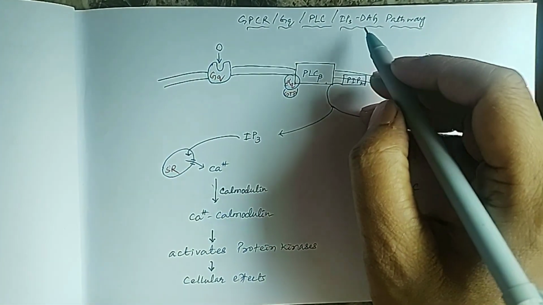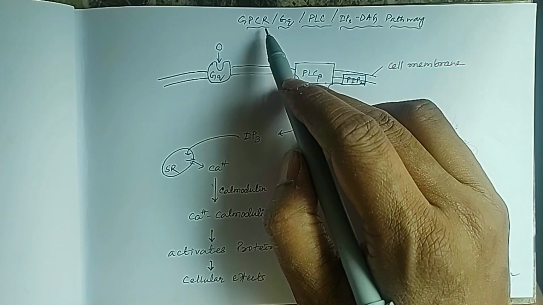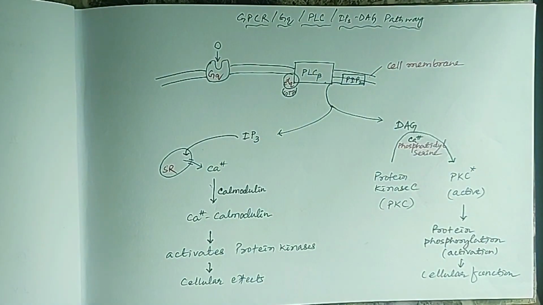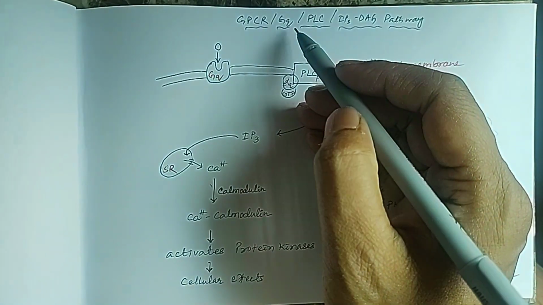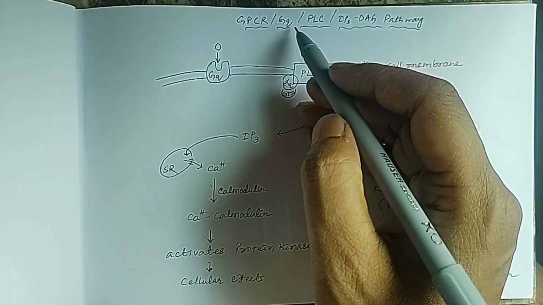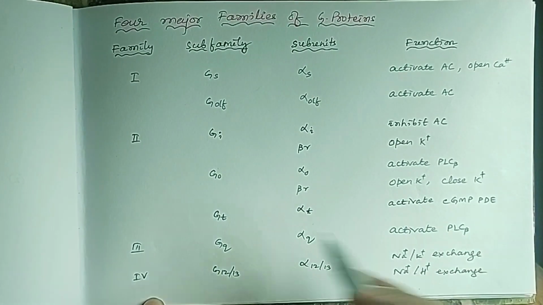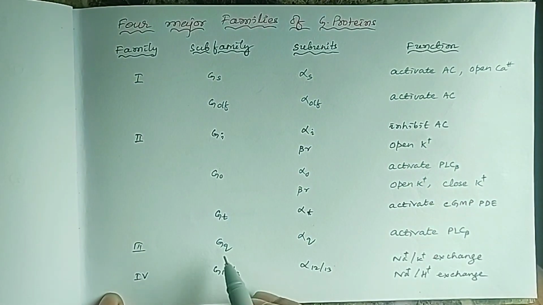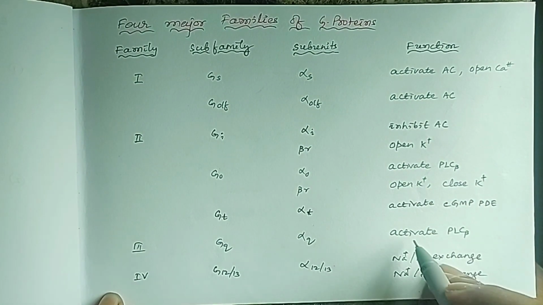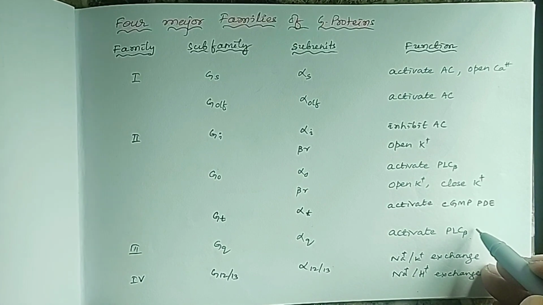Namaskar. Today we'll study the IP3 DAG pathway of G-protein coupled receptor, and this pathway is shown by Gq type G-protein coupled receptor, where the effector is phospholipase C. There are four major families of G-protein coupled receptor. Gq type activates phospholipase C. Phospholipase C beta is a type of phospholipase C.